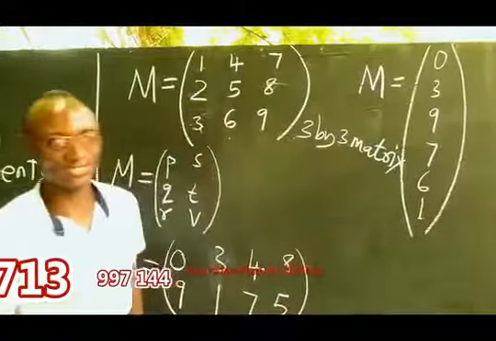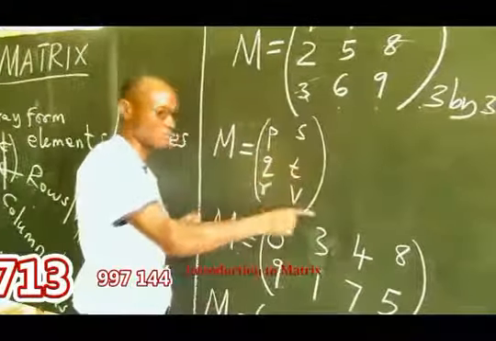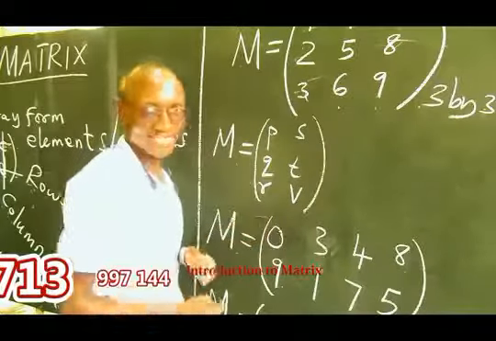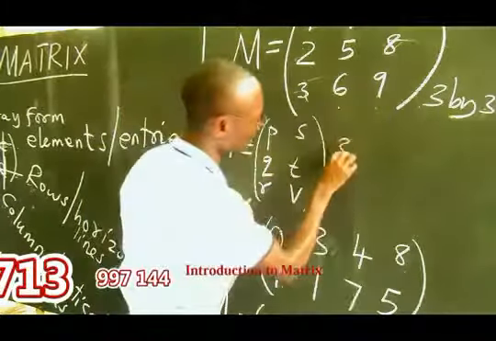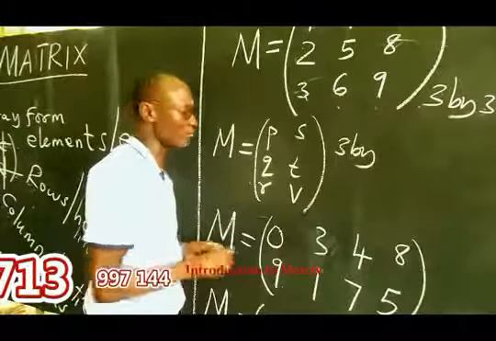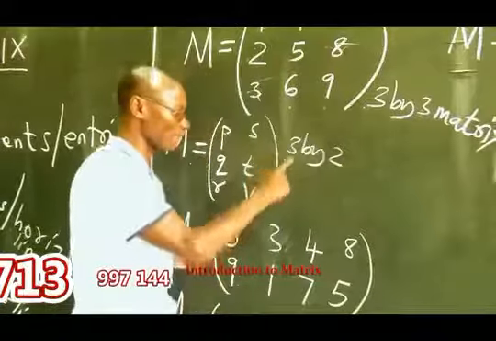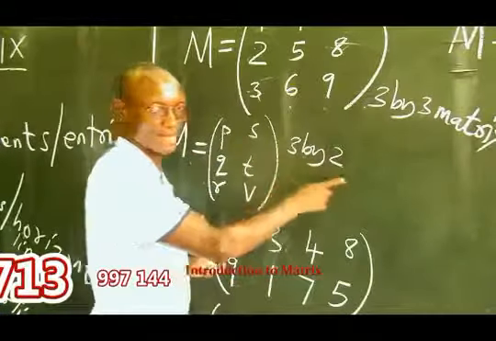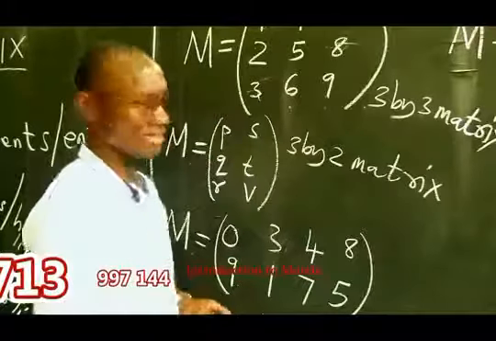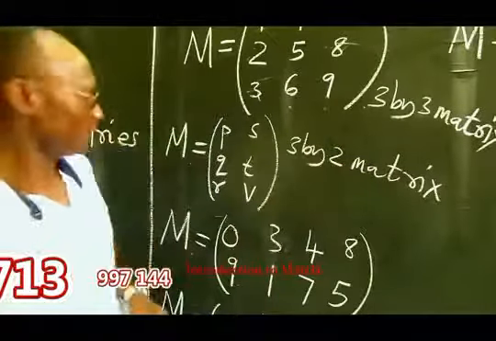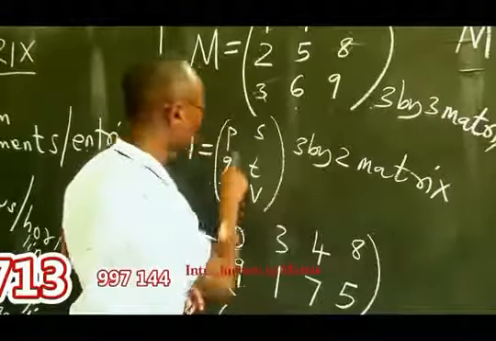Like this, my best friend. This one, we count first the number of rows, then the number of columns. How many rows do we have? 1, 2, 3. Here we write 3, by how many columns do we have? 1, 2. Here we write 2. So it is called a 3 by 2 matrix, because it has got 3 rows and 2 columns.